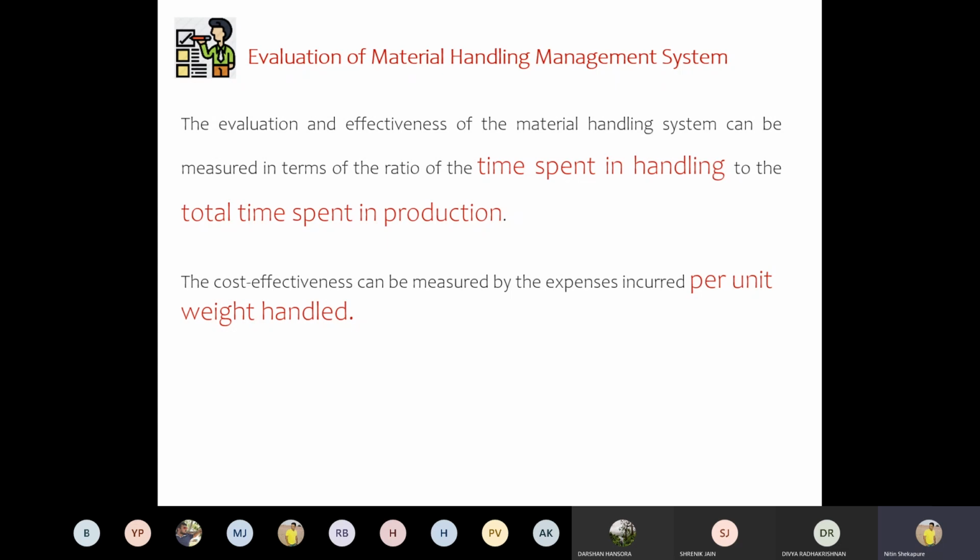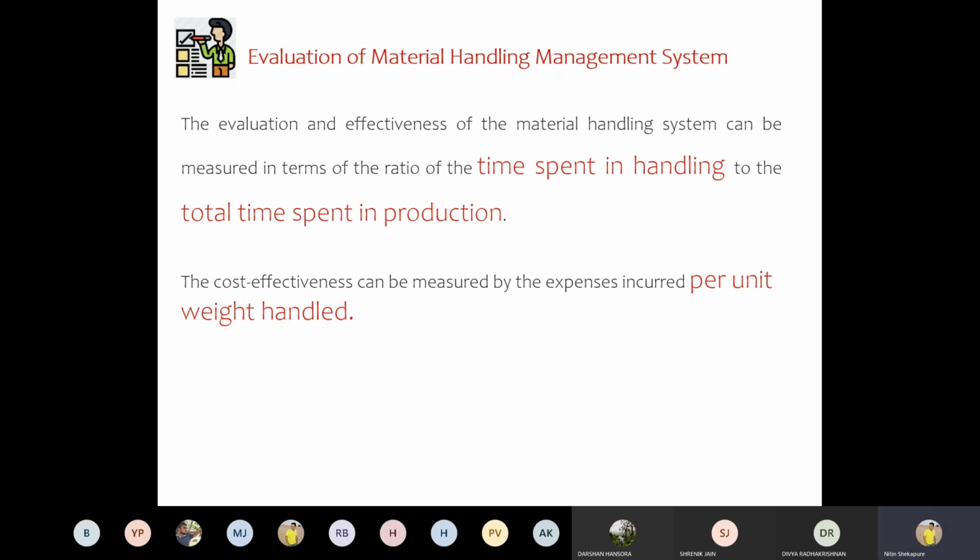Because the total time spent in production is, suppose, 8 hours, but if you come to know that out of those 8 hours, time spent in handling is, suppose, 4 hours, then how can we decide the effectiveness of that material handling system? It can be 50%. So how can we minimize it? That is the main issue we need to address. Got it or not? Yes, sir. Any confusion on this particular point, because this is very important to understand.